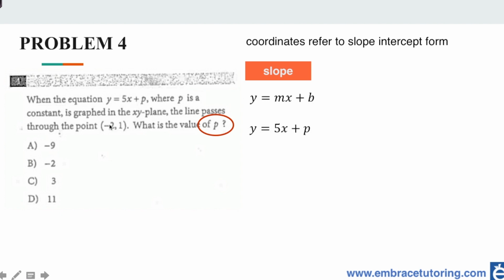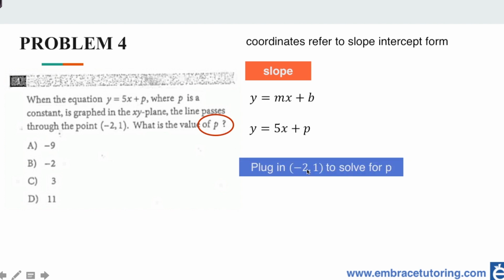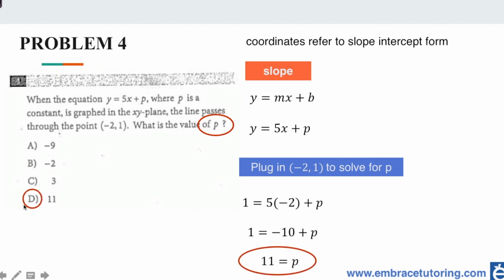I now want to take these coordinates and plug them in. So plug in -2 and 1, and when I do this, I will then have a singular p. So I'll get y equals 5 times -2. You'll notice here that the -2 represents your x, right, for the 5x, and the 1 here represents your y value, which is why it's coming here. So it becomes 1 equals 5 times -2 plus p, which becomes 1 equals -10 plus p. I'm going to add 10 to both sides, and I get 11 equals p, making D the best answer choice for question number 4.